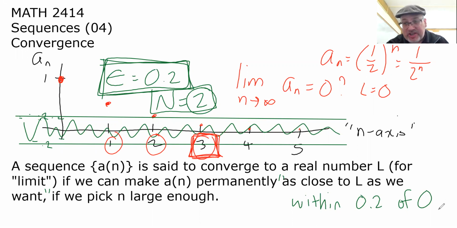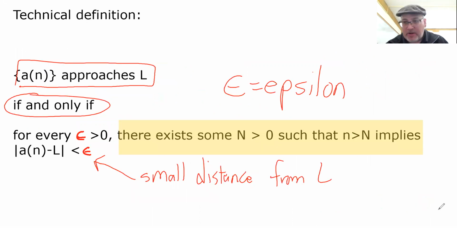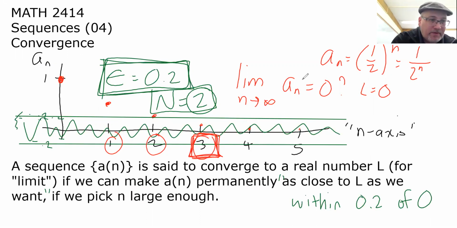But the definition says for any positive number, epsilon greater than 0. So the width of this strip here, I can make it 2/10, I can make it 1/10, I can make it 1/100th, I can make it so skinny you couldn't even see it. But if the limit actually is 0, then it doesn't matter how skinny that strip is.